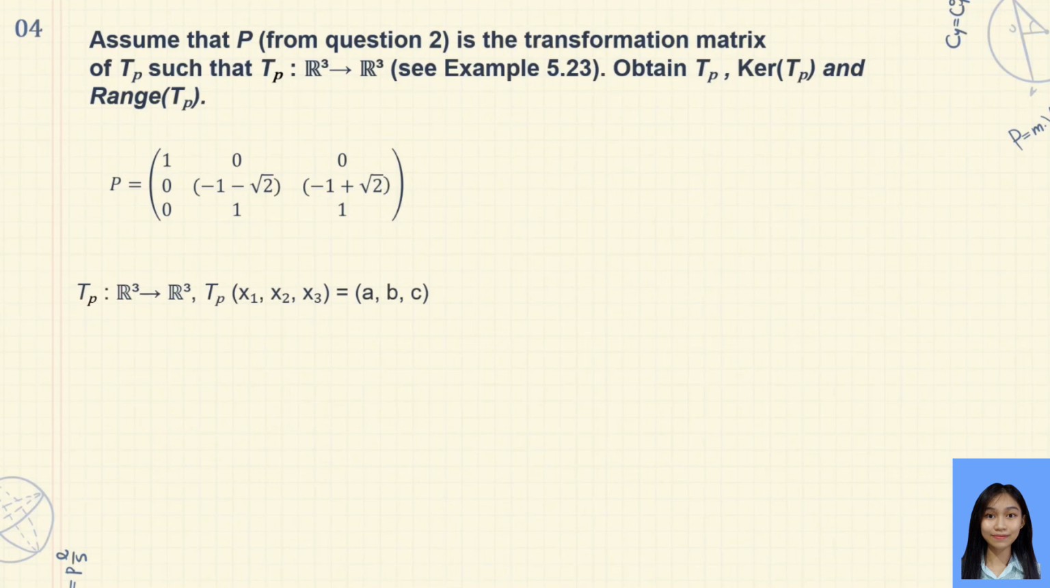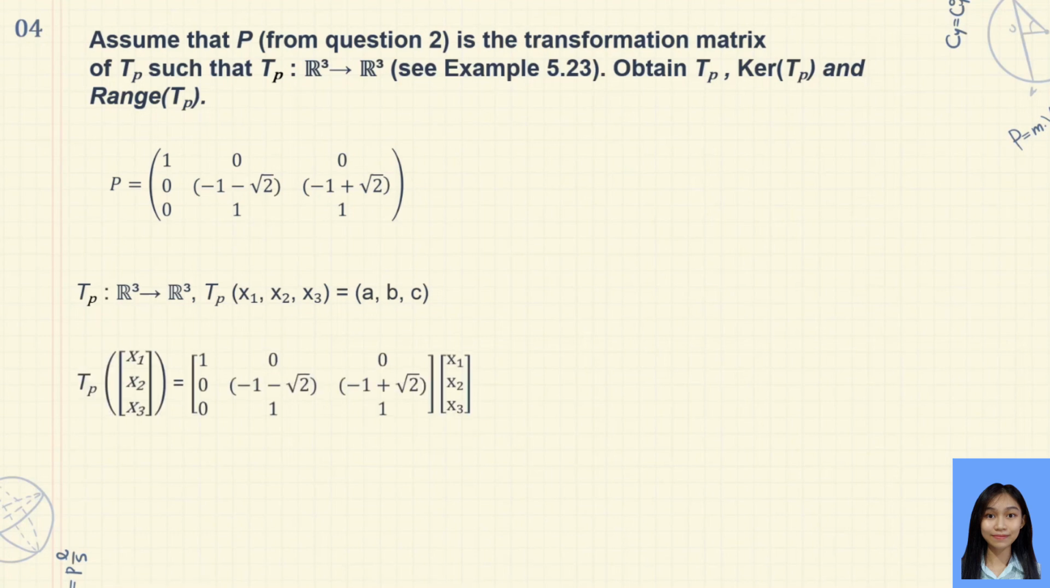T_P is from Euclidean space to Euclidean space. T_P is mapped from (x1, x2, x3) to (a, b, c), and we can get that T_P(x1, x2, x3) equals (x1, (-1 - √2)x2 + (-1 + √2)x3, x2 + x3).